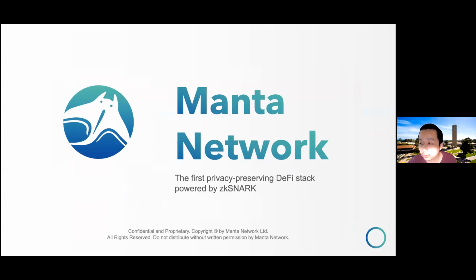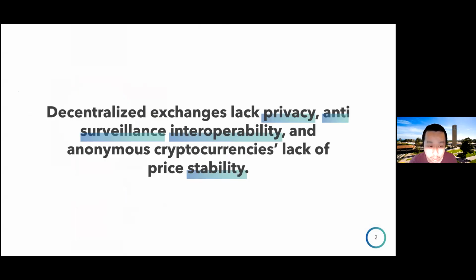So today I'm going to present the Manta network, the first privacy preserving DeFi stack powered by zkSNARK. First, I think everyone agrees that right now, decentralized exchanges lack privacy, anti-surveillance, and interoperability, and another thing is anonymous cryptocurrencies lack price stability.